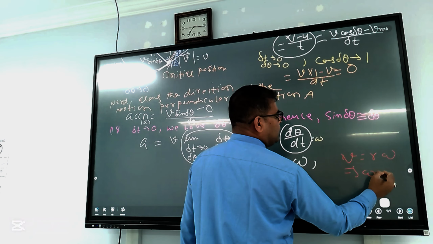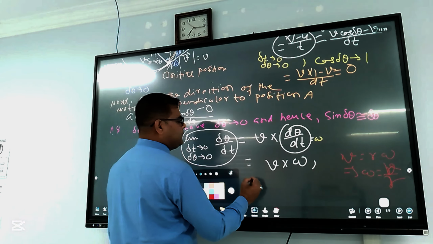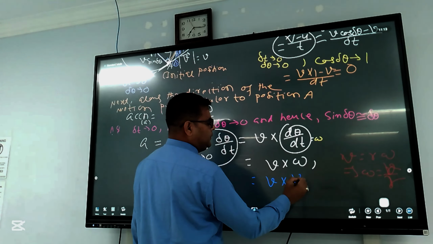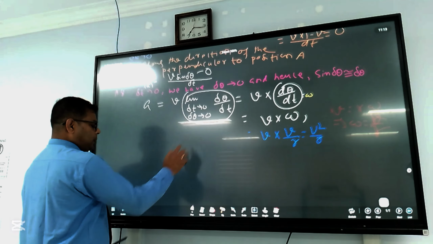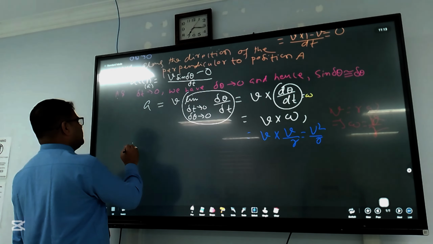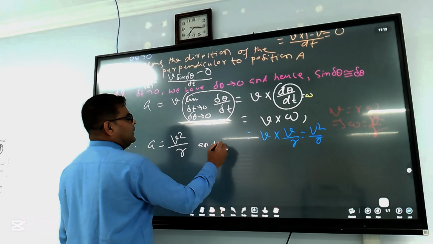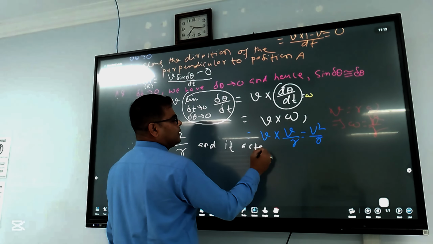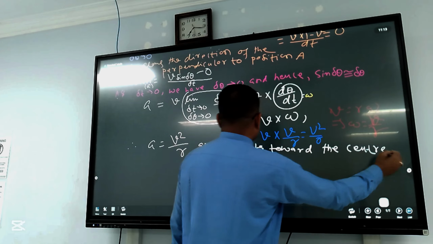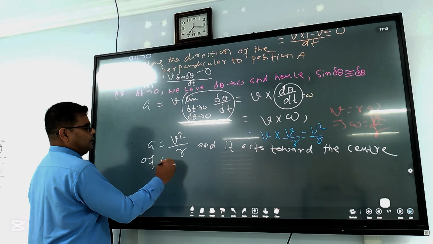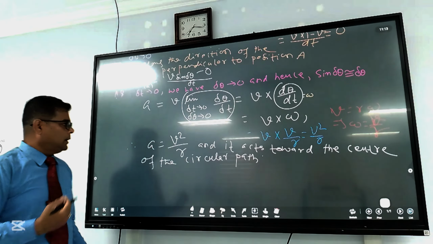So in place of omega, you can substitute V by R. So in this case it is V times omega, meaning V times V by R, so it is V square by R. Alright, so what you have got now is that A equals V square by R, and it acts towards the center of the circular path caused by the circular motion.